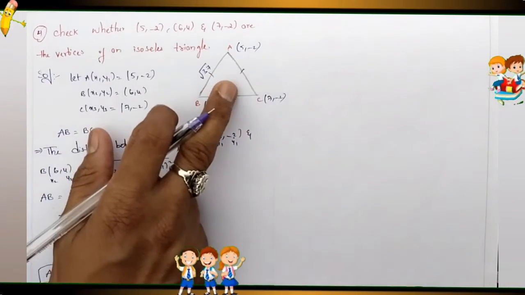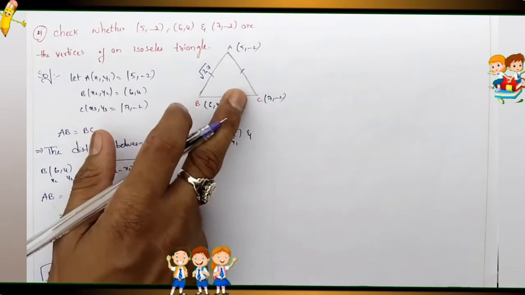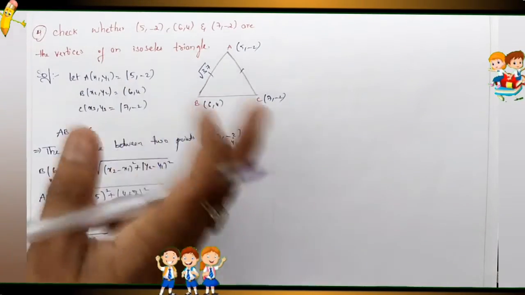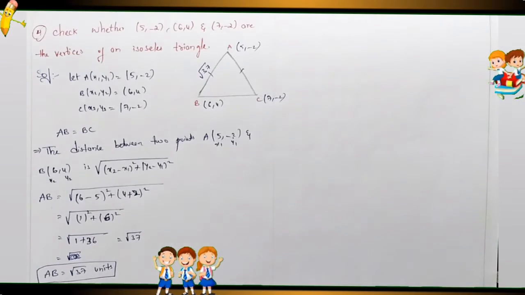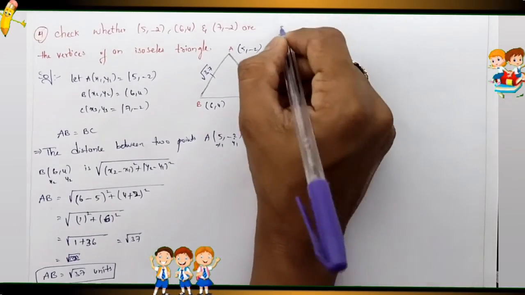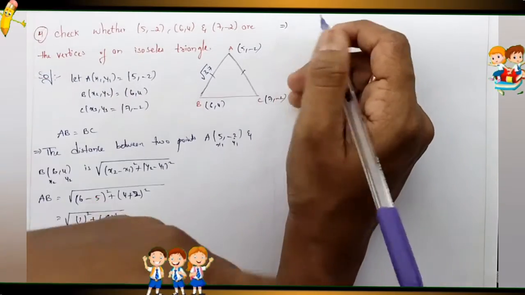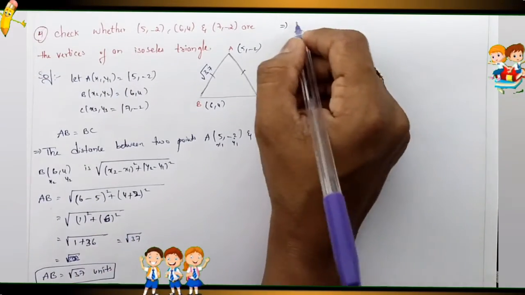Now the same way, BC and AC will also give answers. Not only AC; any two sides should be equal. Now we can find one more distance. Next we can find the BC value.